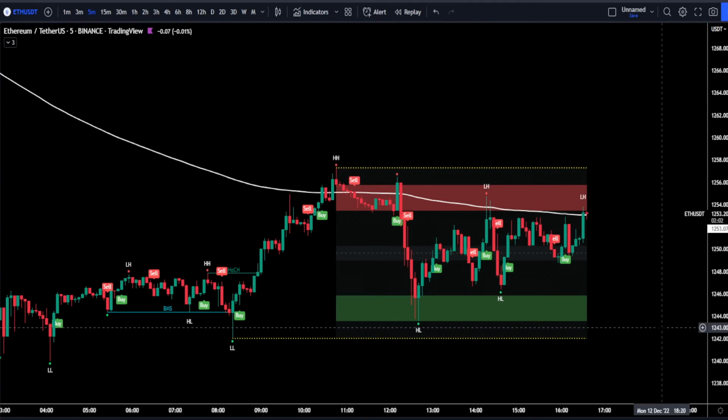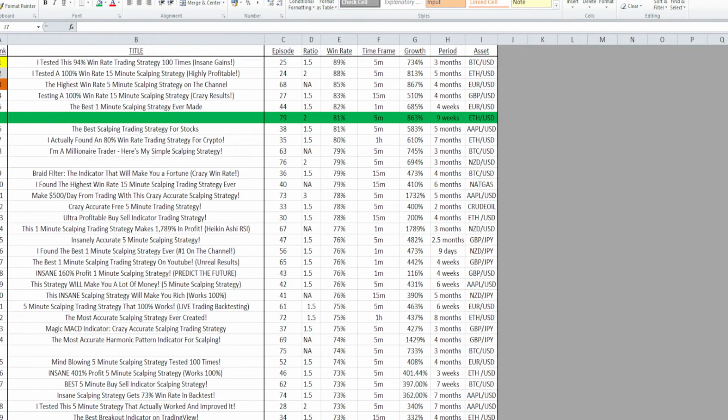Alright, the backtesting is complete, and now here are the results. The win ratio for this strategy is 81%, and the profit and loss was 863%. We managed to find those 100 setups within 9 weeks. Our profit factor is 5.7, and we had 11 consecutive wins against 2 consecutive losses. Overall, the backtesting results look really promising.